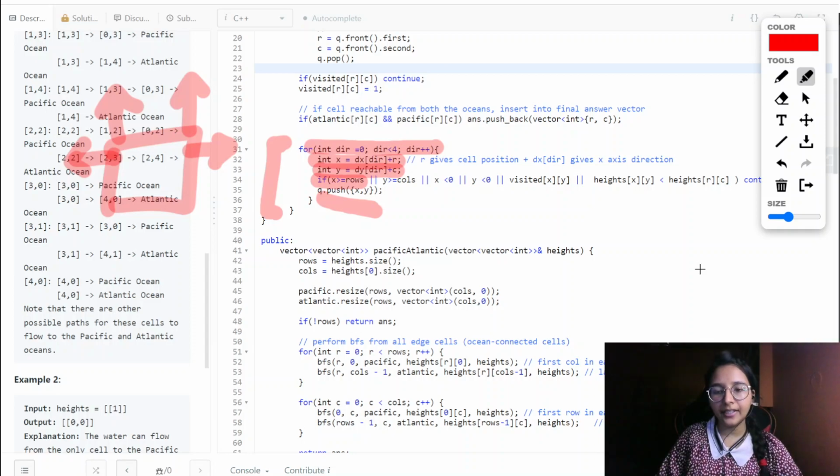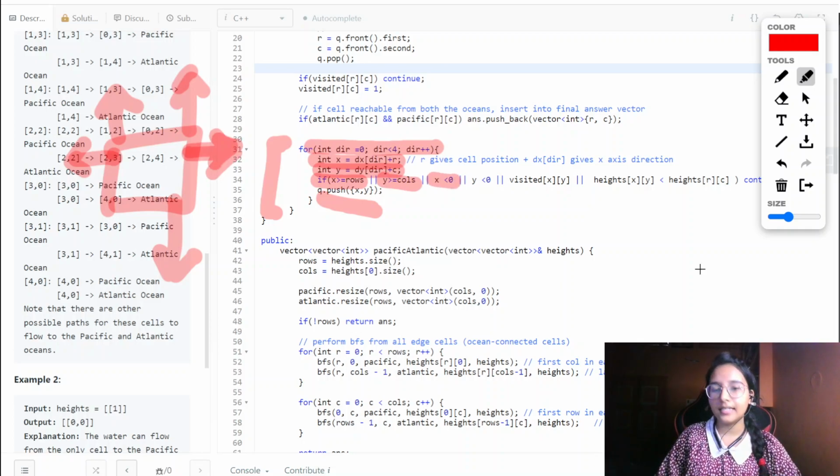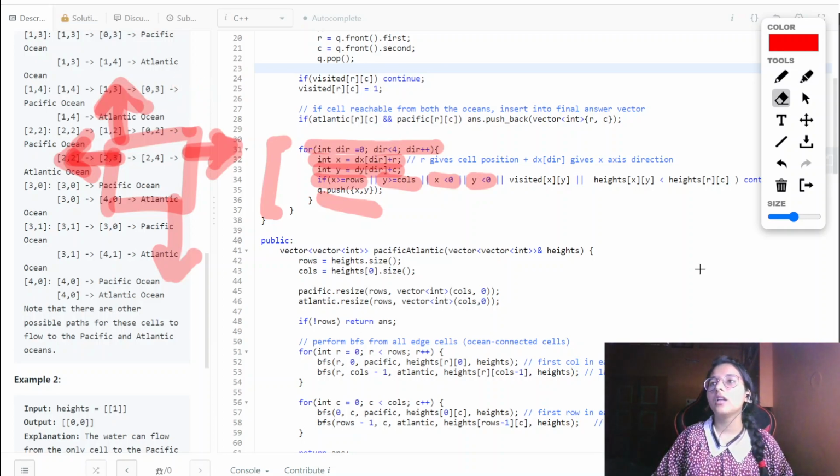Basically if X is greater than or equal to rows, that simply means that it is going in this direction, right? And if Y is greater than or equal to columns, it means it is going in this direction. Or if X is less than 0, this simply means it is going in this direction. Or if Y is less than 0, it simply means that it is going in this direction. So that's why we are taking these conditions. And now comes the next part.